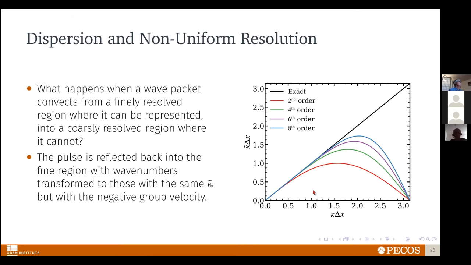Okay, so let's look at dispersion error in another context. What happens when a wave, and that is in the context of non-uniform grid and non-uniform resolution. So what happens when a wave packet propagates from a fine region to a coarse region, fine region where it can be resolved, coarse region where it can't. And so the idea here is that the pulse, and this is well known from numerical analysis, you can analyze from the perspective of wave propagation. And what happens is the pulse is reflected back into the fine region with wave numbers that are transformed to the wave numbers with the same kappa tilde, but with negative group velocity.